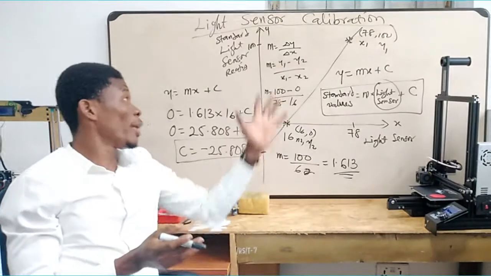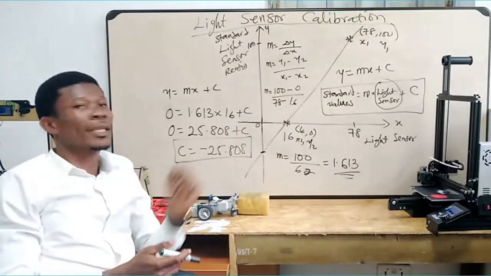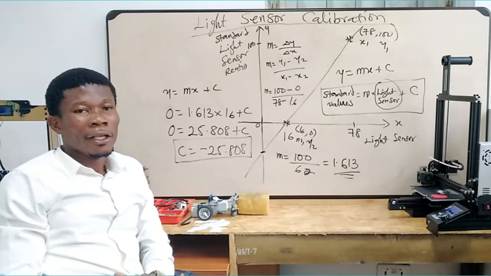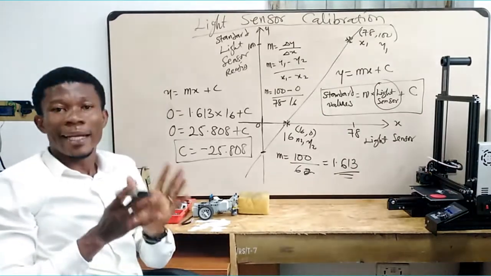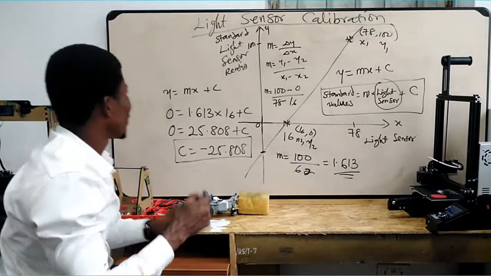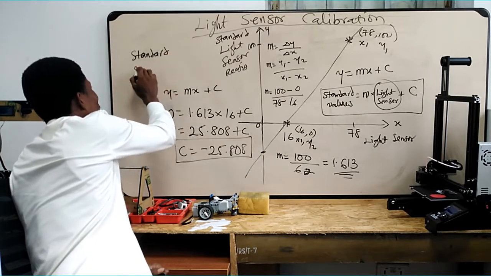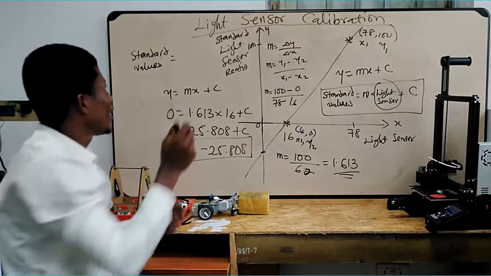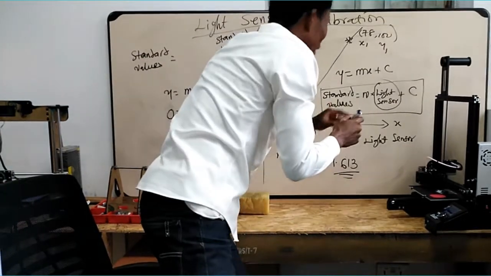If we had a graph book and we had to plot this, we would not have needed to calculate our c. It would touch the y-axis at that point, negative 25.808. So with this now, we have a mathematical equation that can be used to standardize our light sensor. From this, it means the standard values to be used by our robots should actually be derived from the light sensor values.